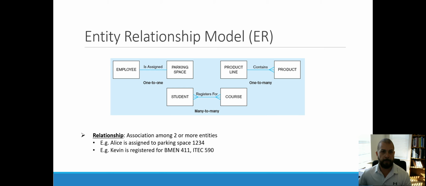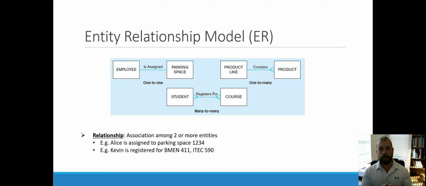And in our example for student and courses, if we had a student named Kevin in our student entity, our student table, that student could be registered for many courses, such as BMN 411 or iTech 590. And so this is how you read or design these ER diagrams between different entities. While here I'm just showing the relationship between two entities, you can actually have multiple entities and they can all have relationships with one another.